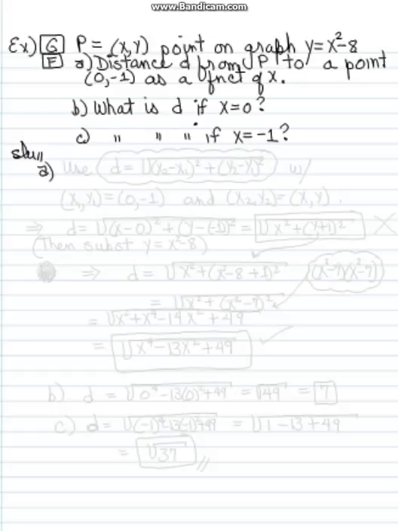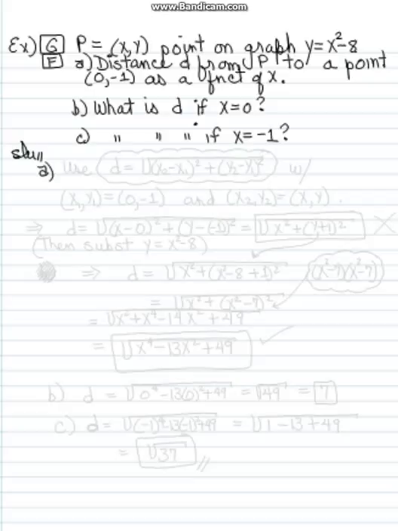Here we're given a point, ordered pair (x, y), and this point lives on the graph of the curve y equals x squared minus 8. Then we're asked to find part A, the distance d from point P, which we identified in the given, it's the ordered pair (x, y), to the point (0, -1), and to find this distance as a function of x.